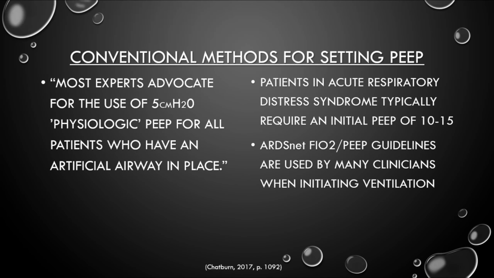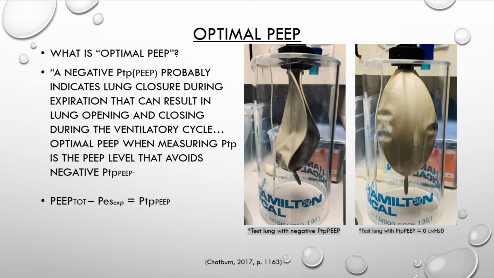But conventional methods for setting PEEP, traditionally, at least when I was in school, they always taught us to just start off at 5. Here at Cottage, we like to go up to 10, especially on our neuro patients. But patients in acute respiratory distress syndrome typically require higher PEEPs, around 10 to 15, and ARDSnet is a pretty popular guideline followed everywhere.